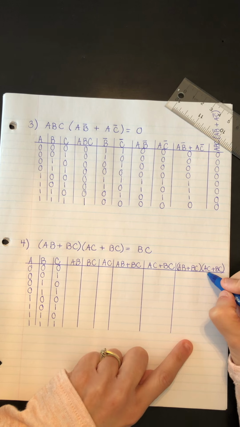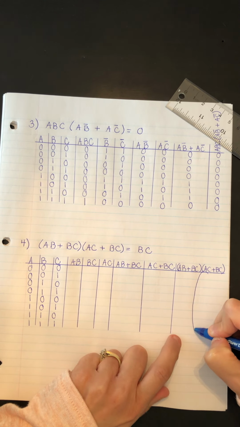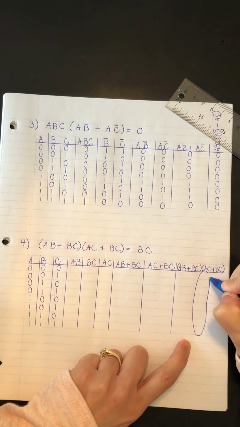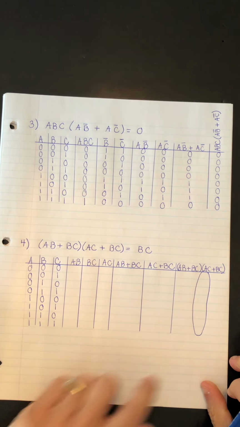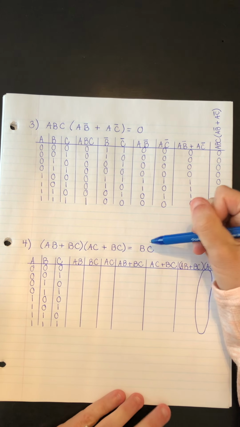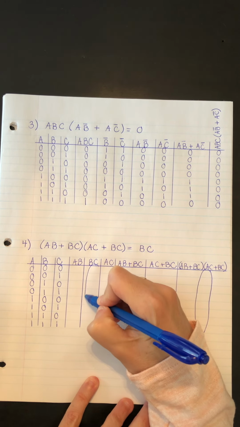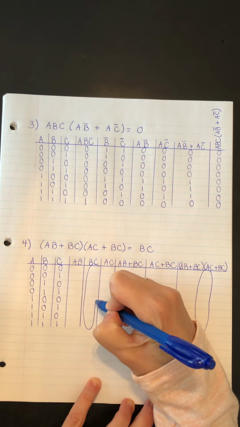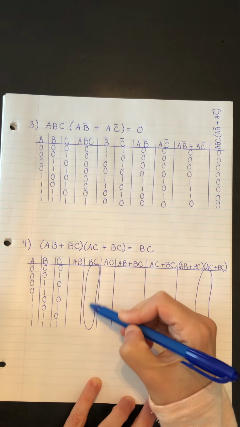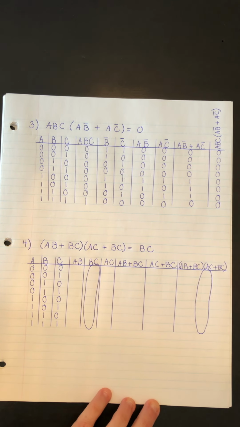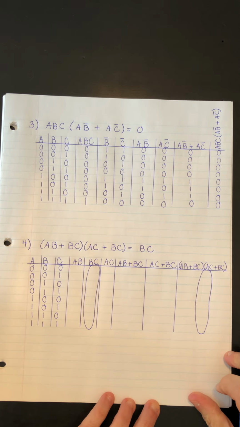So we're gonna get our answer right here for the left side. And what are we trying to prove it equal to? To BC. And that is back here. So when we're done, we're hoping the entries here will match the entries there. Okay, let's fill in our zeros and ones.